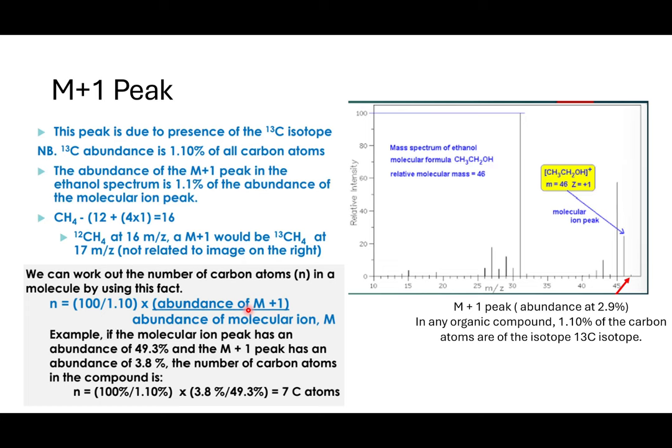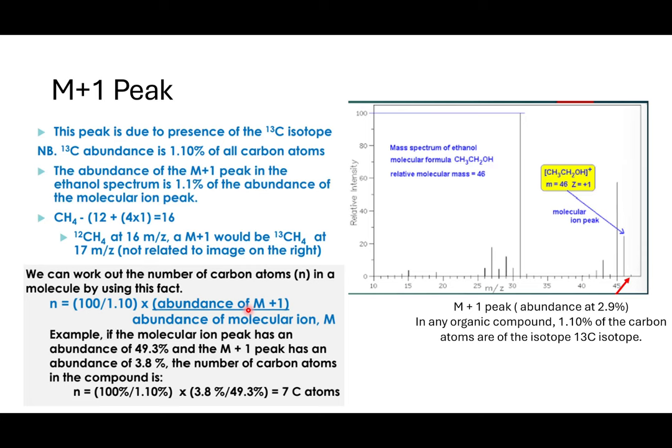Example, if the molecular ion peak has an abundance of 49.3% and the M plus 1 peak has an abundance of 3.8%, the number of carbon atoms in the compound is 100 divided by 1.1 times 3.8 divided by 49.3, and that will give you 7 carbon atoms present in the compound, and you can move on with your life. You need to be able to determine the number of carbon atoms in a compound that will help you to figure out what the molecule is.